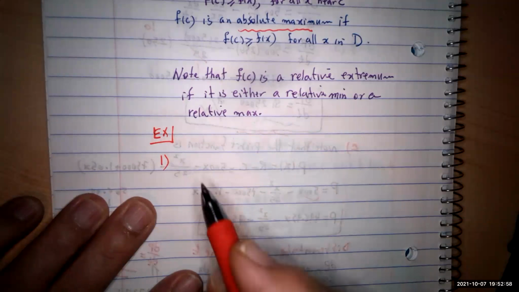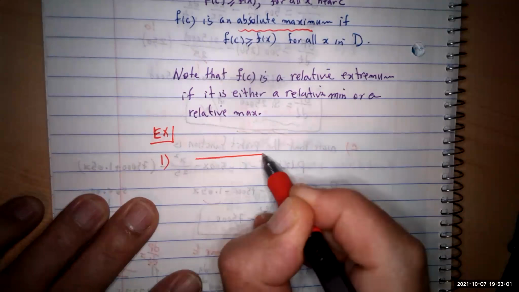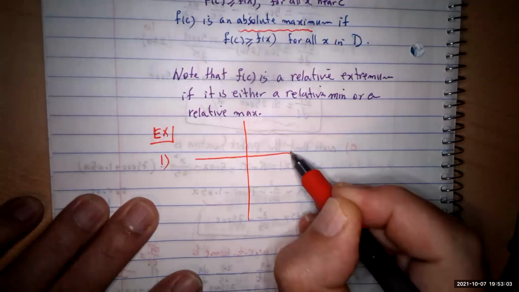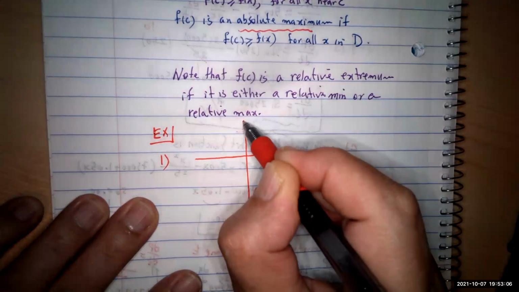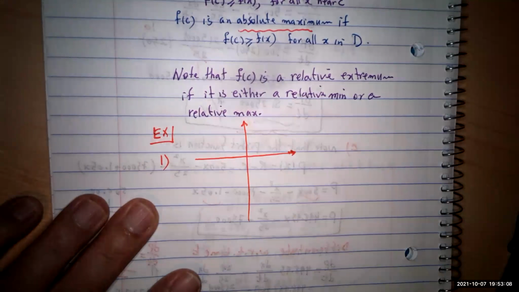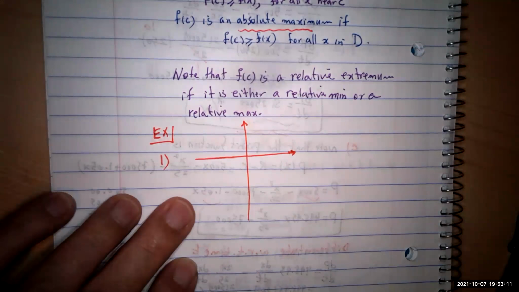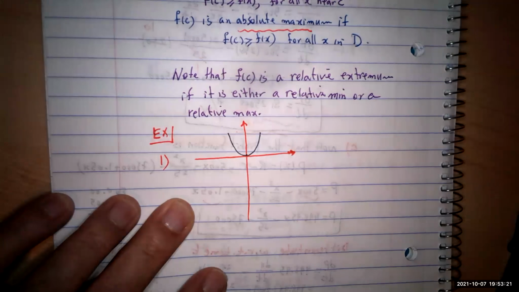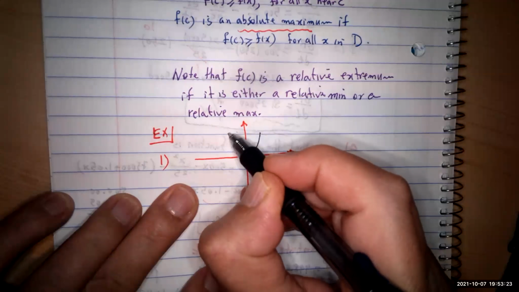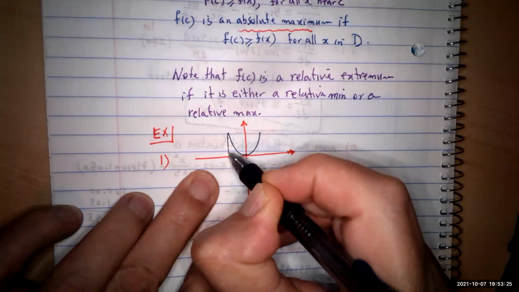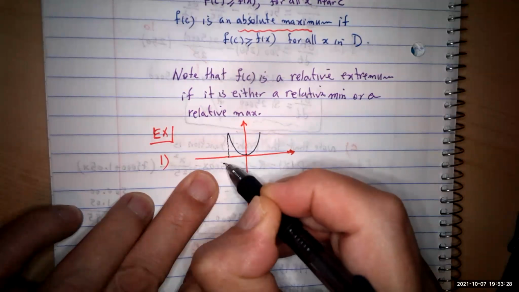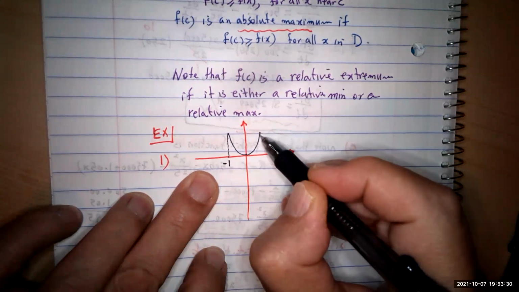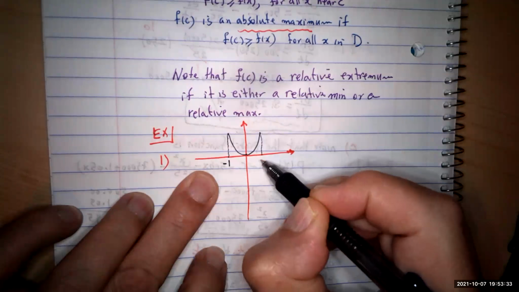Okay, so for the first one, look at this one. You see, this is the graph that we're going to be interested in. This graph is given to you. They identify this point, so this is -1. And they identify this point for you, and this is going to be a positive 1.